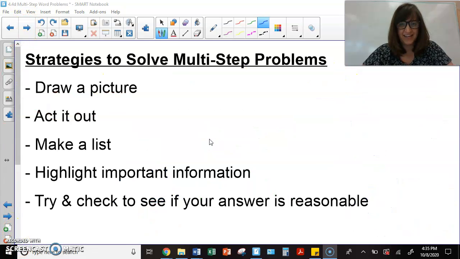So as you can see, there are a lot of different ways that you can go about solving a multi-step problem. Sometimes different problems can seem trickier than others, and sometimes that's true. But don't try to tackle it all at once. Break it into pieces. Draw that picture. Act it out with your hands. Make a list of important information. I was always highlighting and underlining things that I needed to know. And then sometimes trying it out and just giving something a try if you're not sure what to do and thinking, does that make sense?